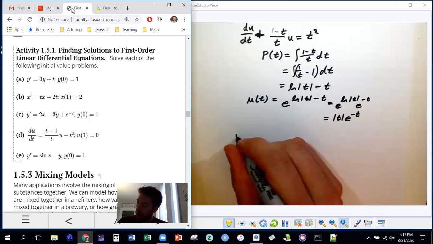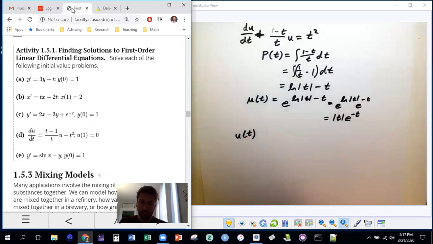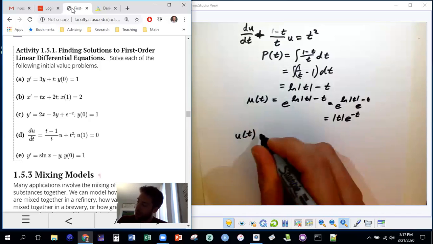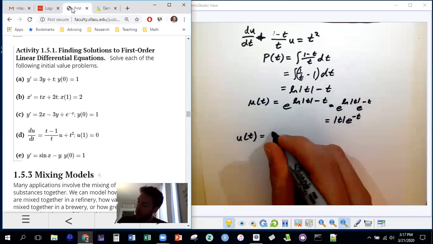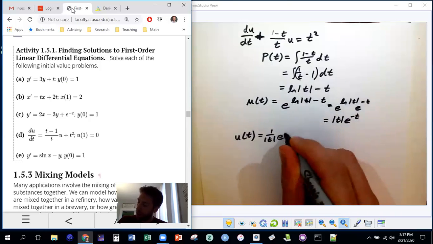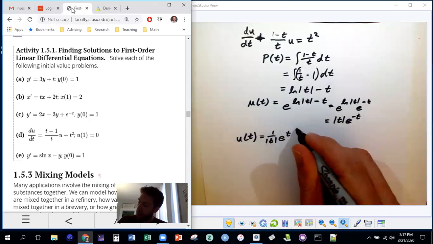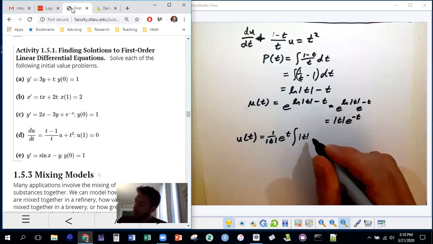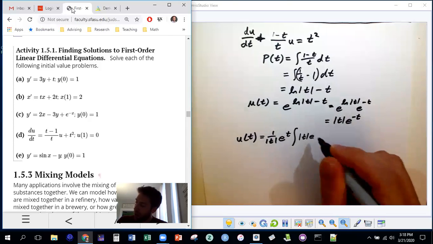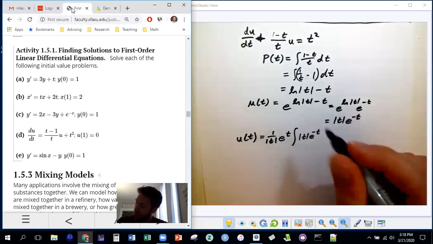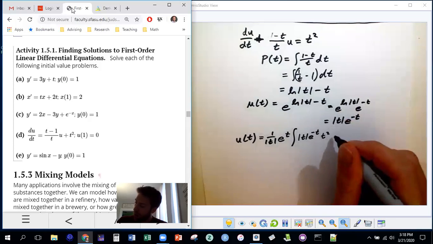That means u of t is equal to 1 over this, so 1 over absolute value of t, and then 1 over e to the negative t is just e to the positive t, times the integral of absolute value of t, e to the negative t, times t squared dt.